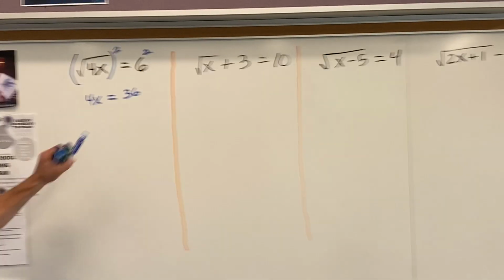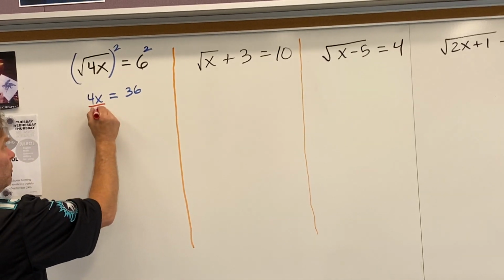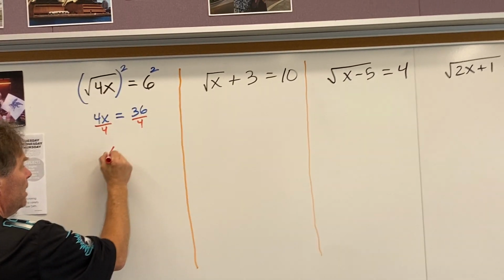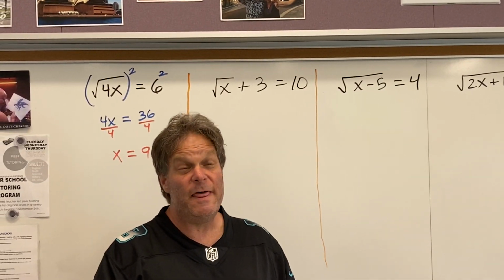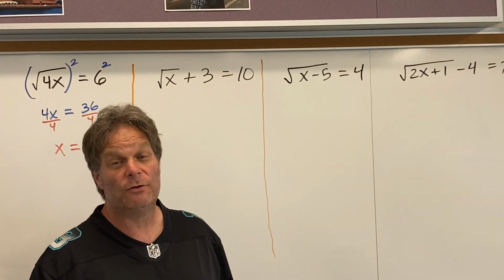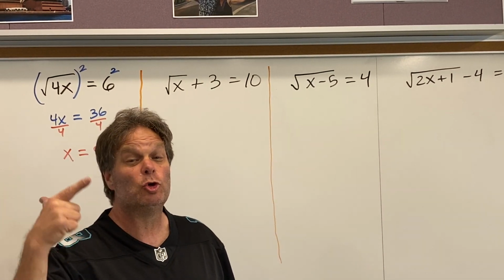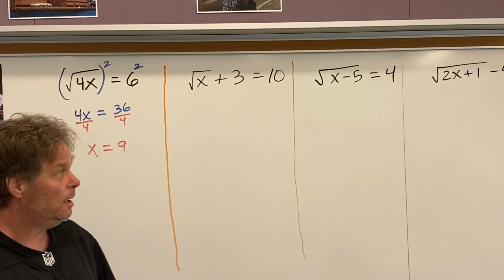Now, how do I undo times by 4? I know, to undo times, you divide, right? Divide by 4. Here's 9. Now, you might say, that's my answer. And I say, no, that's not your answer. That is your potential solution. Because it is possible, here's what you need to understand.